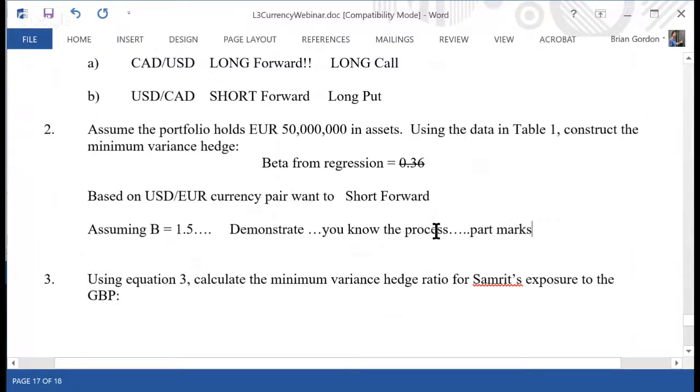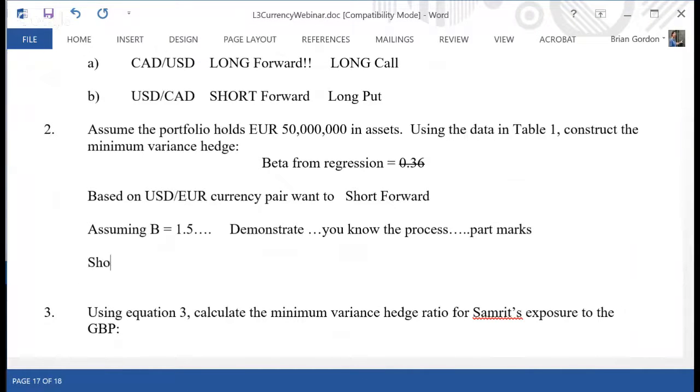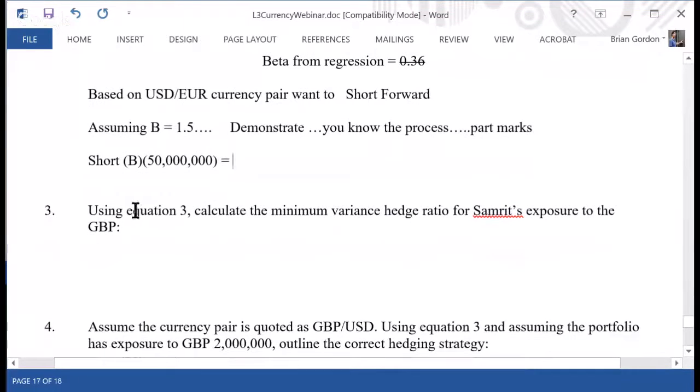You're getting 0. So then I would continue on, and I would just say, okay, so then you'd want to short, let's say, beta times the 50 million. And this would tell us the amount that we'd want to have in terms of the euros. So I'm trying to give you techniques to gain some part marks. If we go down to question 3, it says, using equation 3, calculate the minimum variance hedge ratio. Okay, I just threw this in here. Be aware it is given.